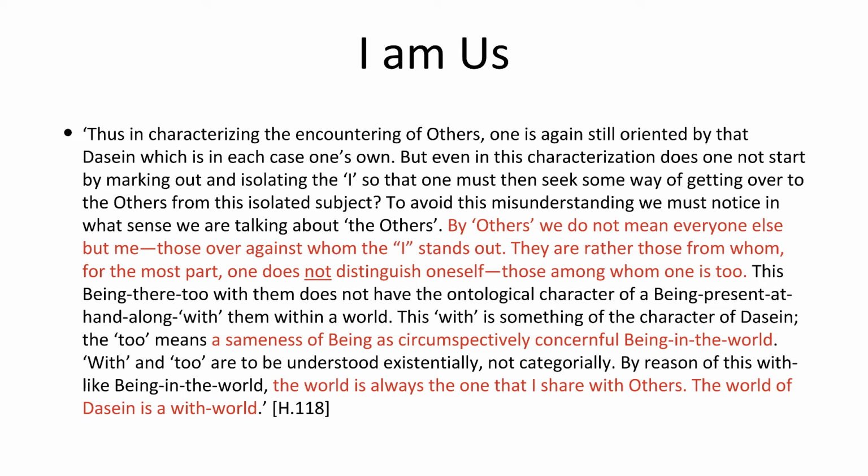This "with" is something of the character of Dasein, right? It's a structure of Dasein. "The 'too' means a sameness of being as circumspectively concernful being in the world. 'With' and 'too' are to be understood existentially, not categorically," not something on the map. Not beings present at hand just parked next to each other, but the way of Dasein's concern. "By reason of this with-like being in the world, the world is always the one that I share with others. The world of Dasein is a with-world."